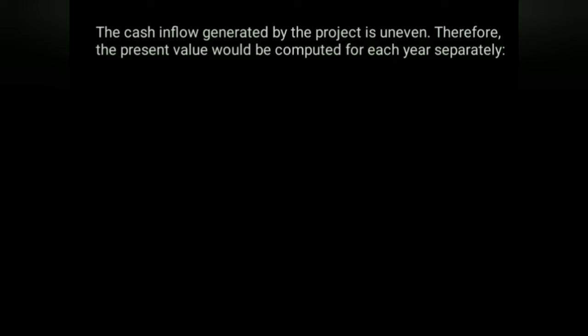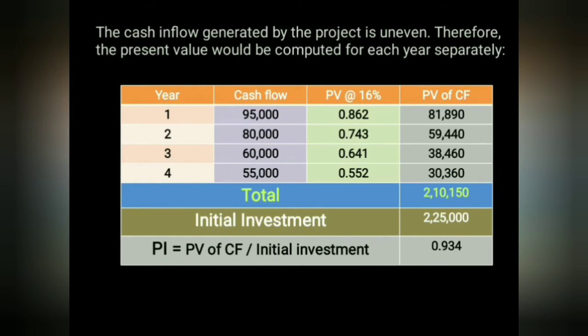Now we will calculate the profitability index. The same way we calculated the net present value, we calculate here. It is shown in tabular format. They gave us 4 years of cash flows, and we write the present values at the rate of 16% for all 4 years, and we multiply the present values at 16% with the cash flows for each year. For the first year the cash flow is 95,000, present value at 16% is 0.862. By multiplying these two, we get the present value of cash flow as 81,890. The second year cash flow is 80,000, present value at 16% is 0.743.